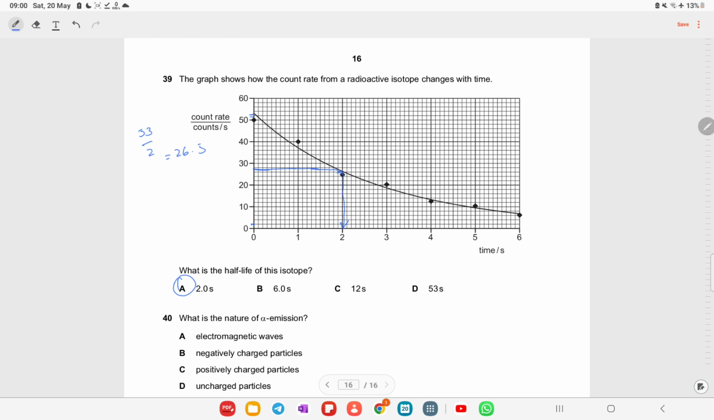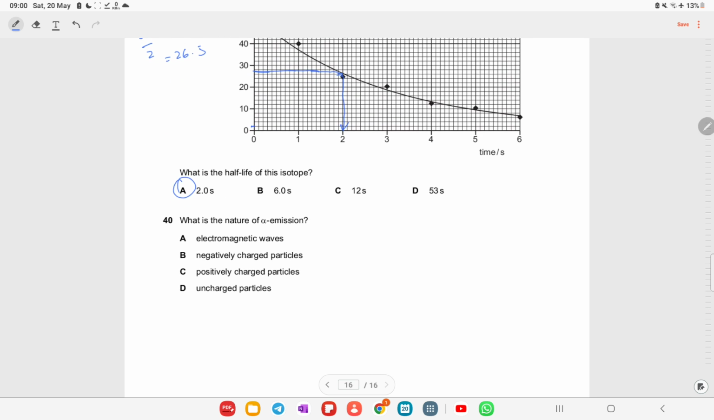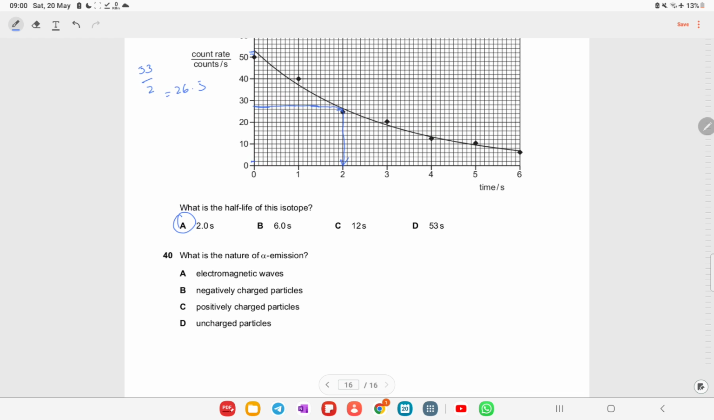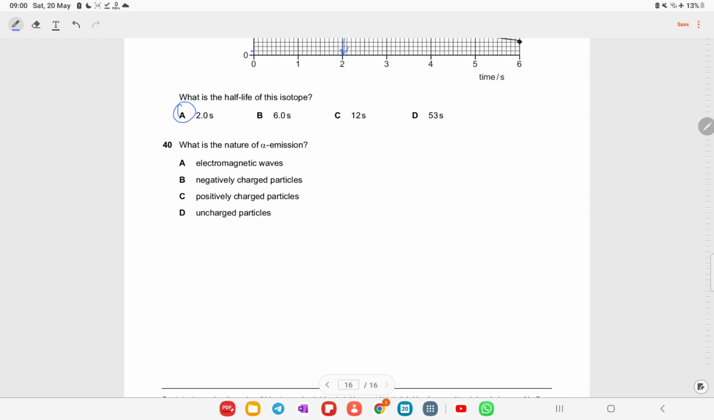When you do this, you will get this. I have done this in a previous paper as well, so this is again a repetition of the question, and you can see that as well. The half-life will be 2 seconds. What is the nature of alpha emission? Alpha particles are positively charged particles. So this is the right answer.